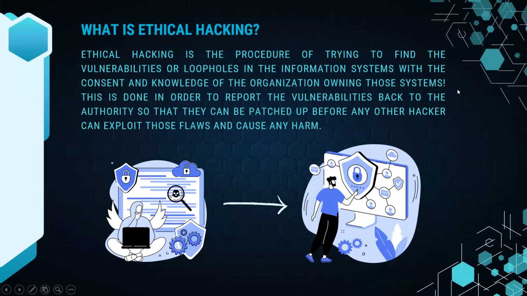So again, ethical hacking is the procedure of trying to find these loopholes in information systems with the consent and with the knowledge of the organization owning those systems. You're trying to find the loopholes which attackers utilize or take advantage of to get access to your systems. Once you find that loophole, that weakness, you report it back to the company. Once it is reported, they will patch it up and apply the necessary security update so that no other hacker can exploit those vulnerabilities.